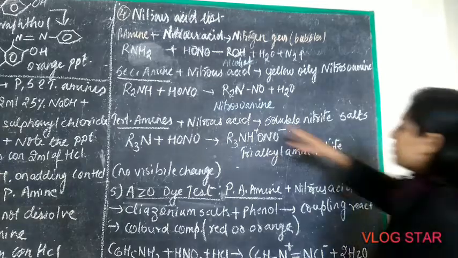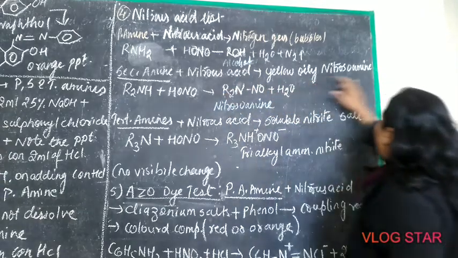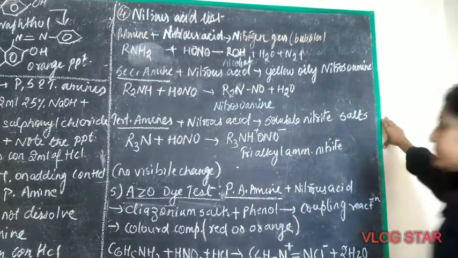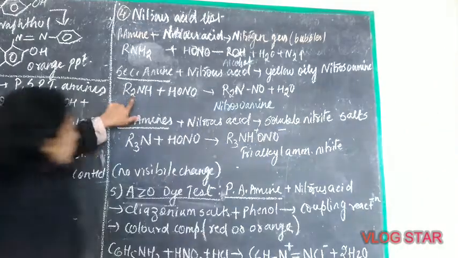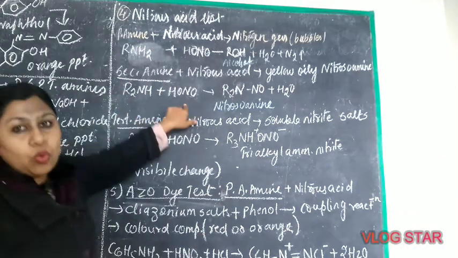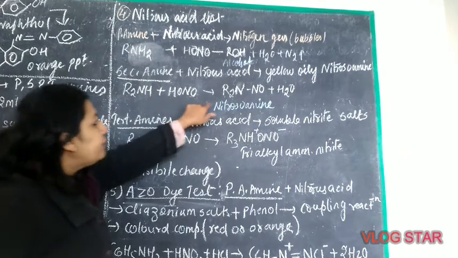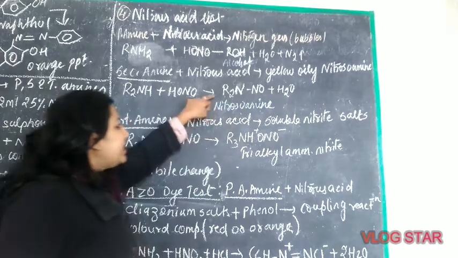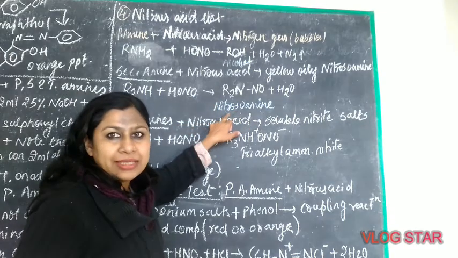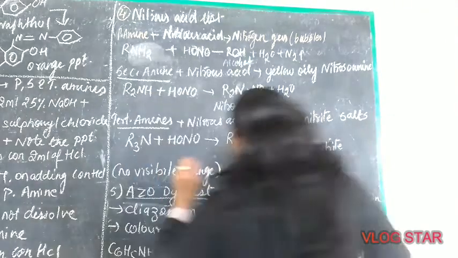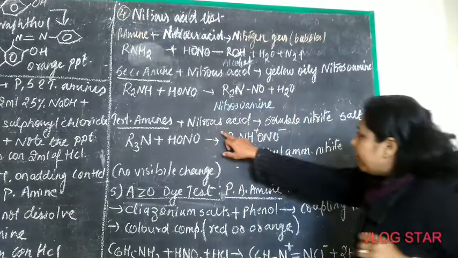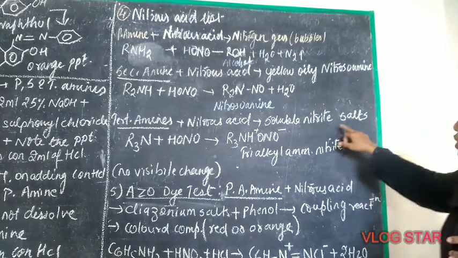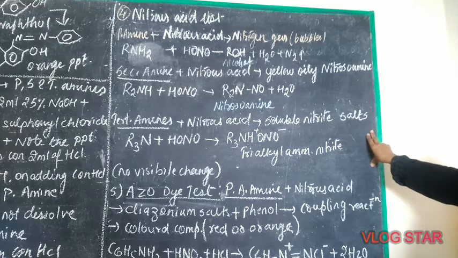Secondary amine plus nitrous acid gives yellow oily nitrosoamine. The reaction is R2NH plus HONO, nitrous acid, gives R2NNO plus H2O. This is nitrosoamine. Then tertiary amines plus nitrous acid give a soluble nitrite salt.